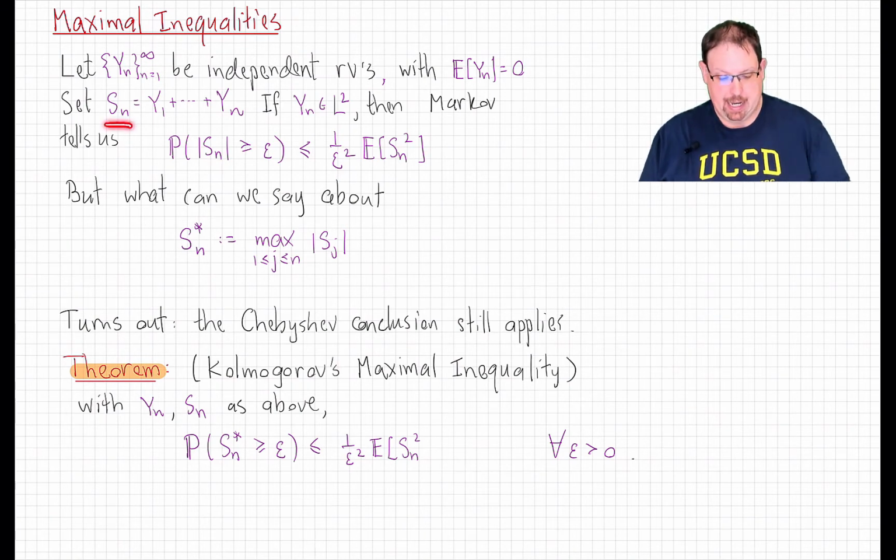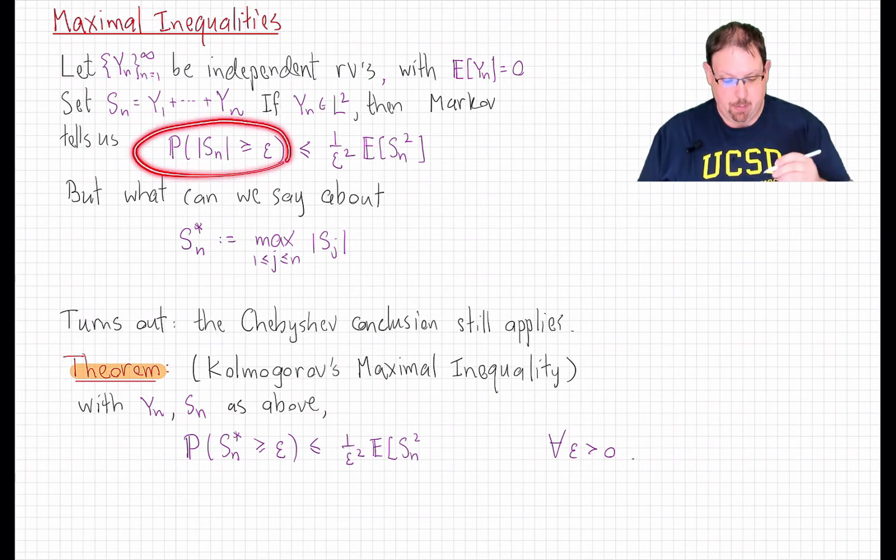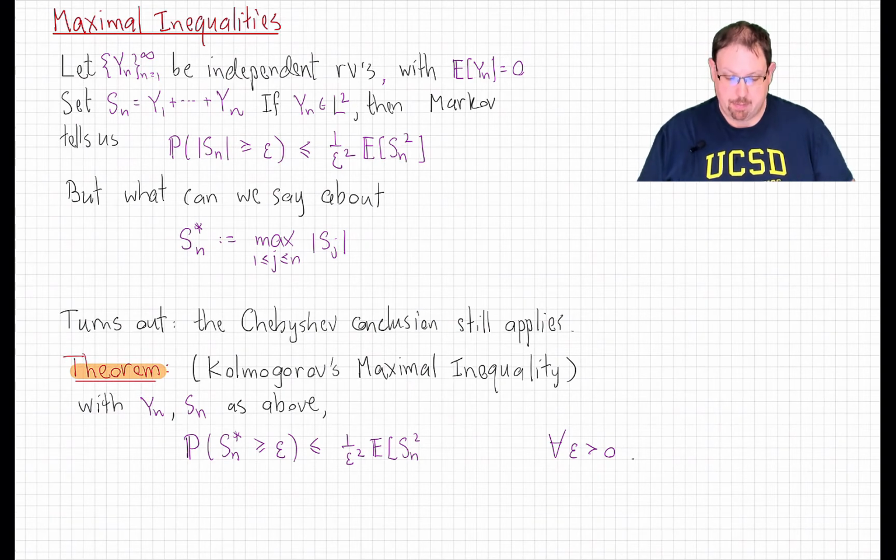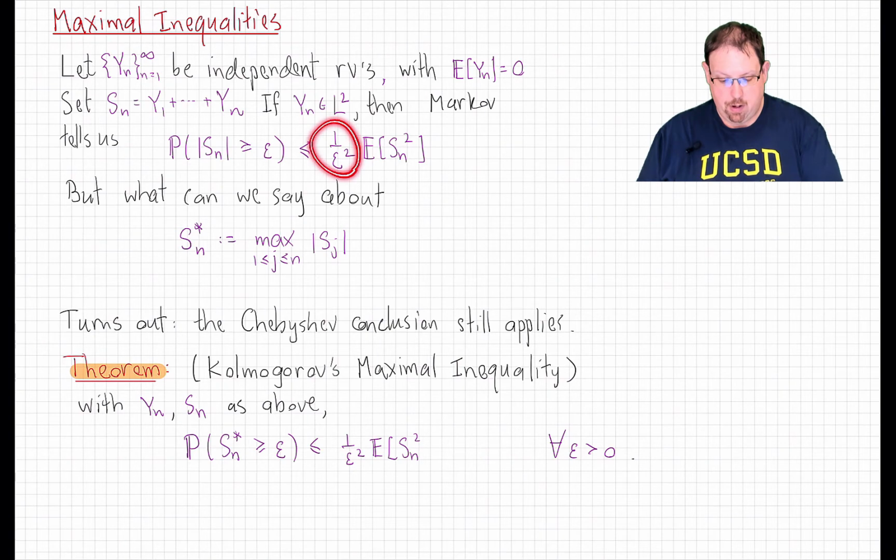Now set Sn to be the sum of the first n as usual, and let's go ahead and assume they're in L2, which will be fine for this lecture. We could estimate the size of this Sn using Markov's inequality in the L2 setting. And that tells us that the probability that the absolute value of the sum is bigger than any parameter epsilon can be bounded above by 1 over epsilon squared times the expected value of the square of the sum.